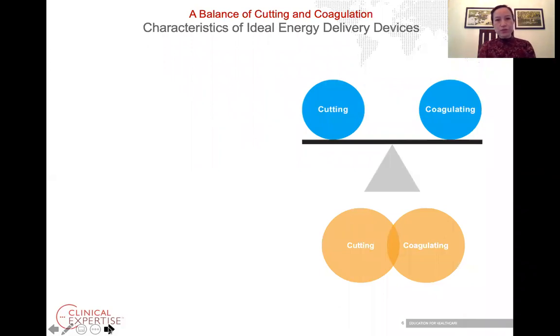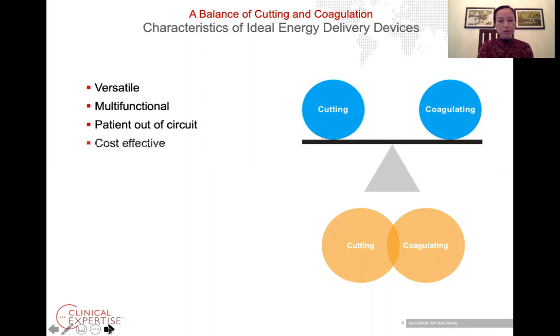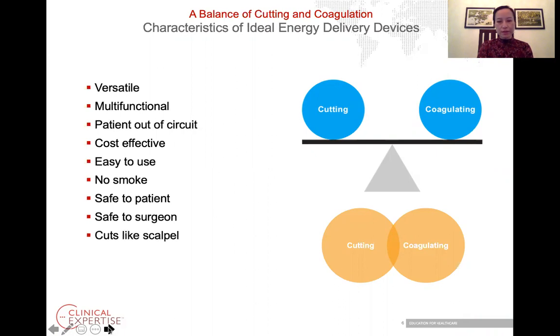Energy devices are used to effect cutting or coagulation, or a combination of the two. The ideal energy device should be versatile, multifunctional, safe to both patient and surgeon, easy to use, cut and coagulate effectively with minimal tissue injury or charring. This poses a huge challenge to design developers, as optimizing cutting negatively impacts coagulation, which is an important component of hemostasis, and vice versa.